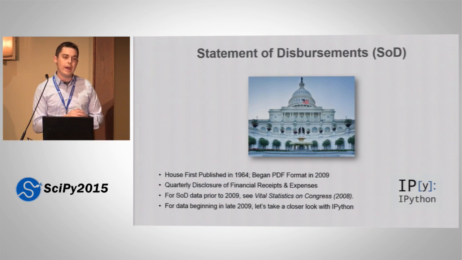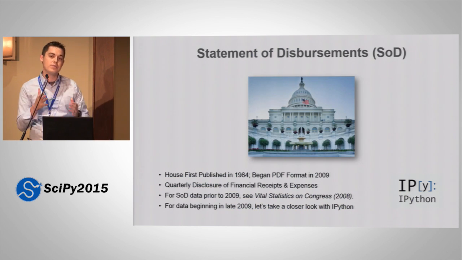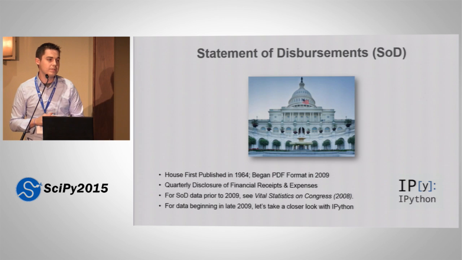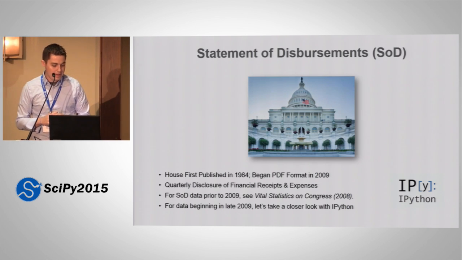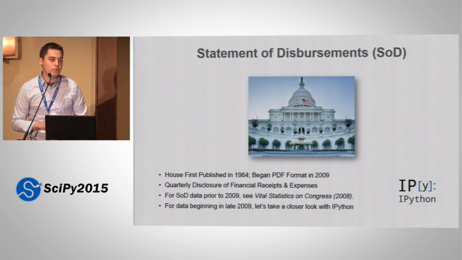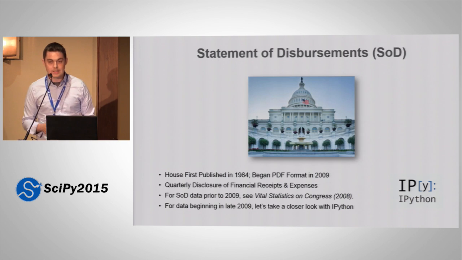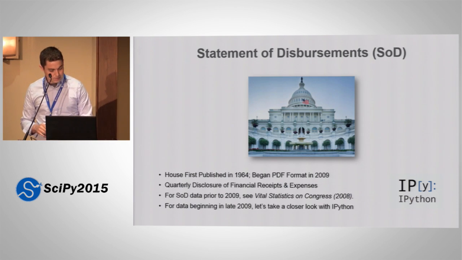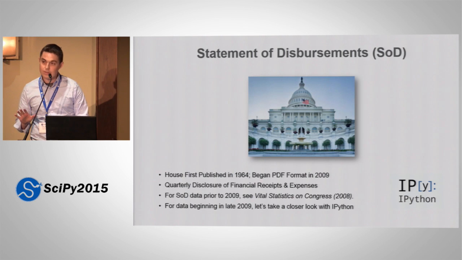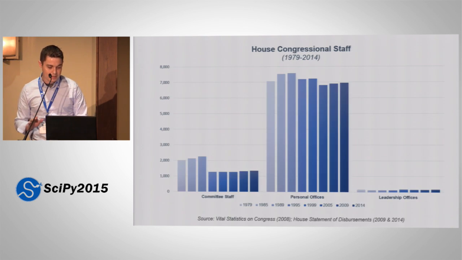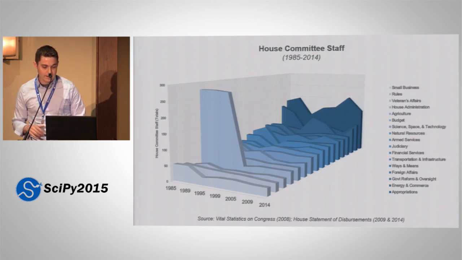Again, if you want to access anything prior to 2009, 2009 forward is when the House started publishing them in PDF format. But prior to 2009, I recommend the Vital Statistics on Congress, because it gives a lot of that summary data that you might need to tie prior decades to current disclosure. I would take you through a demo, however, I know we're short on time. So let me jump to a couple more graphs that will illustrate a little bit of what's going on.